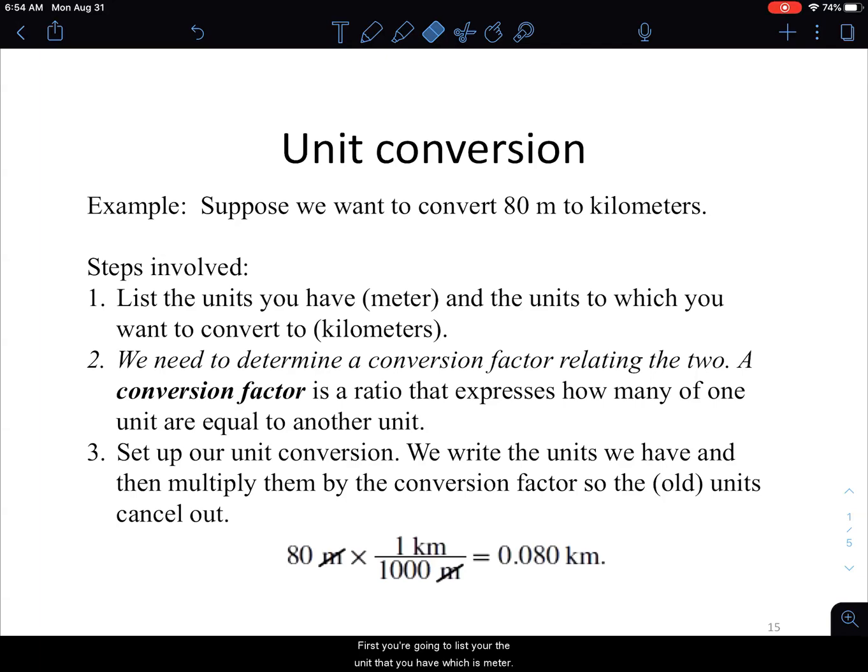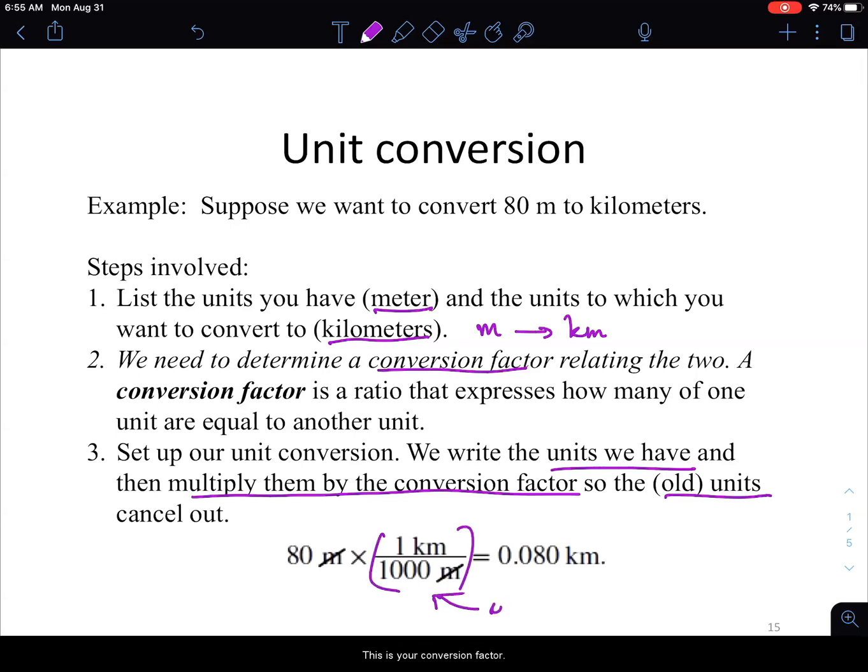First, you have to list the unit that you have, which is meters, and the unit that you want to convert to, which is kilometers. Step number 2, you need to determine the relevant conversion factors relating the two. Number 3, you're going to set up your unit conversion. We write the unit that we have and multiply by the conversion factors so that the old unit will cancel out. So you start with 80 meters.